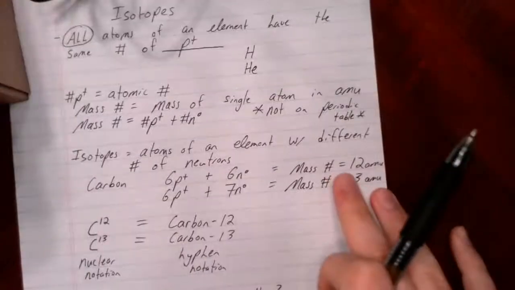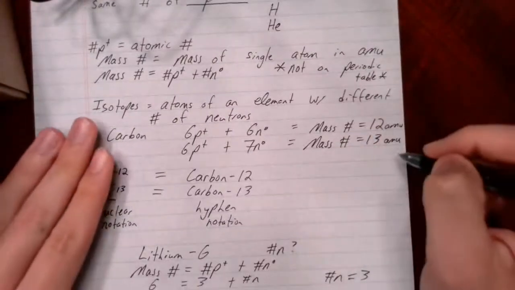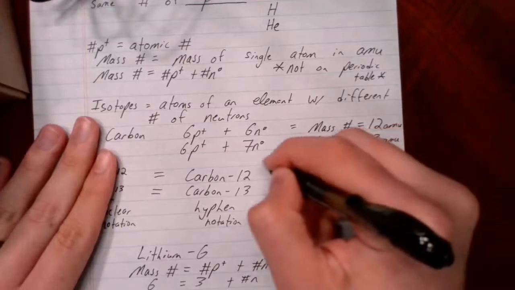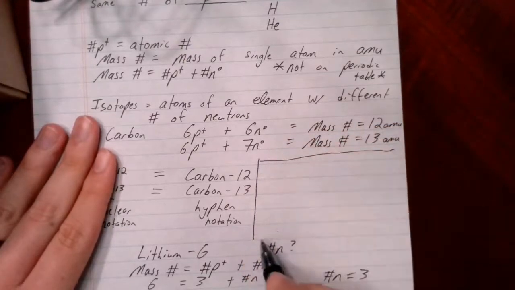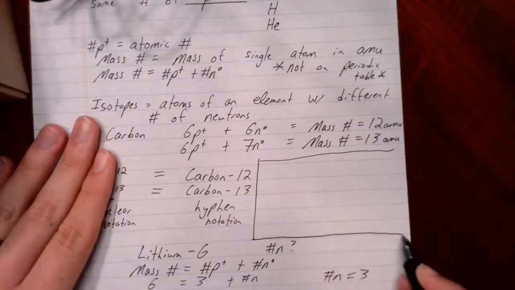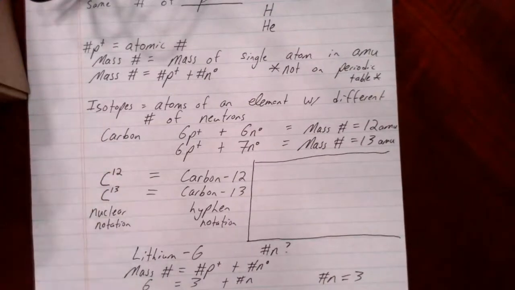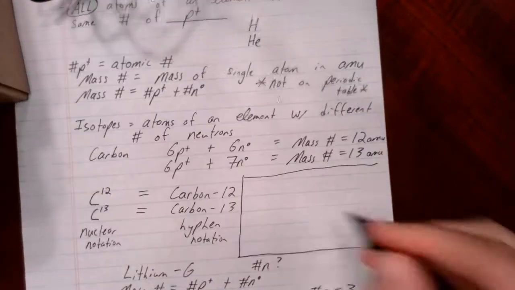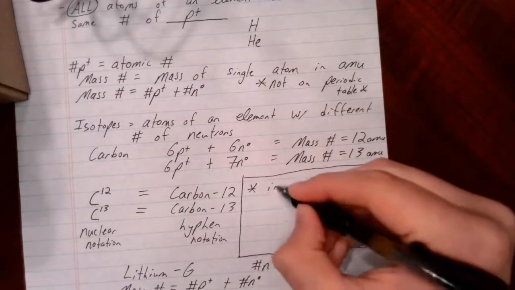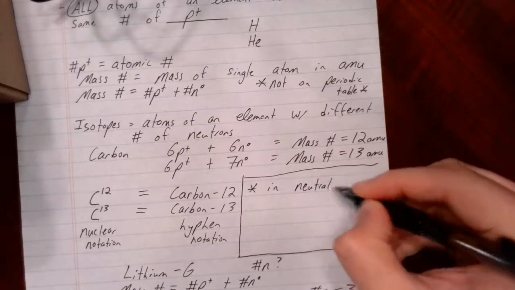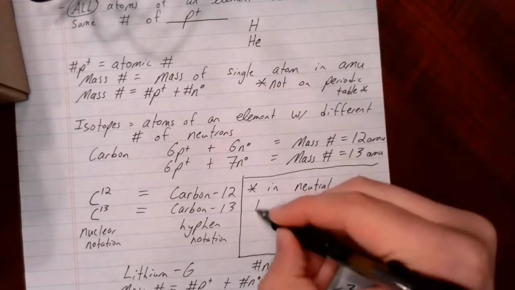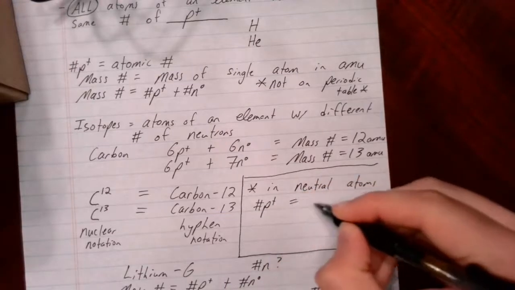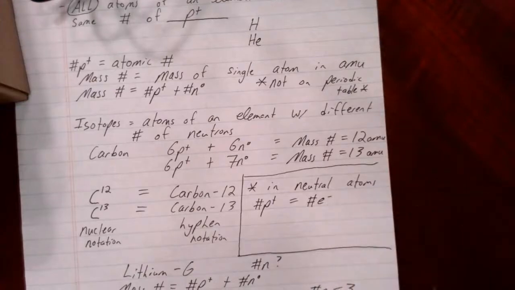So one other thing that we need to discuss really quickly is we haven't really talked about how to determine the number of electrons yet. Okay? So we know that electrons are so light that their mass isn't counted in the mass number. And we know that the atomic number tells us the number of protons. We really have no way of looking at electrons. So we can make a note here: in neutral atoms, the number of protons equals the number of electrons.